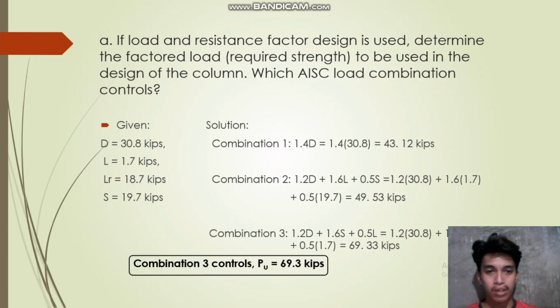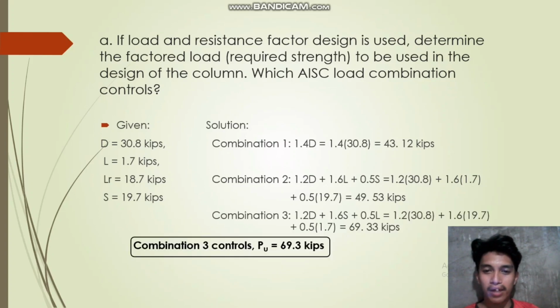Solution number 1. Combination number 1: 1.4 dead load equals 1.4 times 30.8 equals 43.4 kips. Combination number 2: 1.2 dead load plus 1.6 live load plus 0.5 snow load equals 1.2 times 30.8 plus 1.6 times 1.7 plus 0.5 times 19.7 equals 49.53 kips.